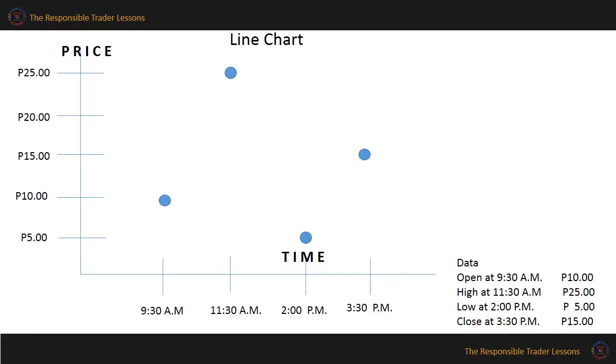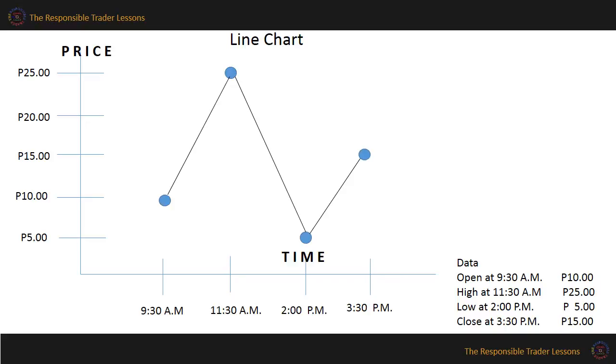And we have 15 pesos at 3:30 p.m. when the market closed. By connecting the points, we have a line chart for the transactions of the day. The most basic of the charts is the line chart because it represents only the closing prices over a set period of time. The line is formed by connecting the closing prices over the time frame.